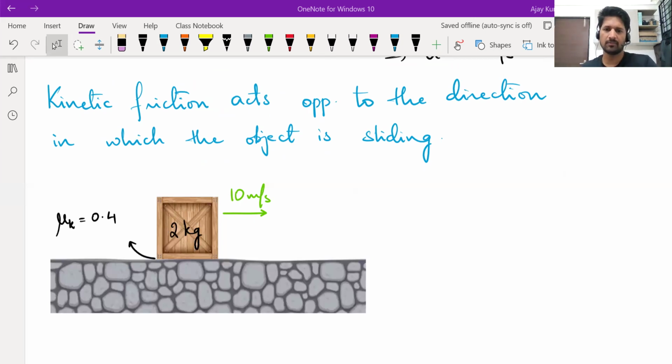Okay, in this case we are not applying any force. We have given it some velocity and released. So after that the forces acting will be weight, normal force, and the friction acting on the block. So tell me, what all shall we calculate?